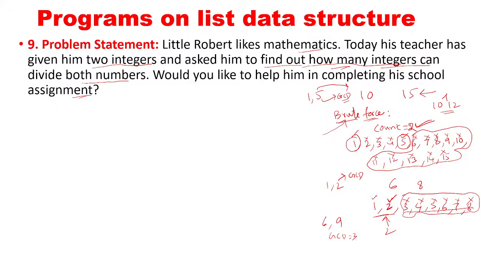So given two numbers, if you can find the GCD, then start checking from 1 to that number. Already we know 1 divides every number, so the count value is 1. Just start checking from 2 up to its GCD. That means for this case, you start checking from 2, 3, 4 and 5.